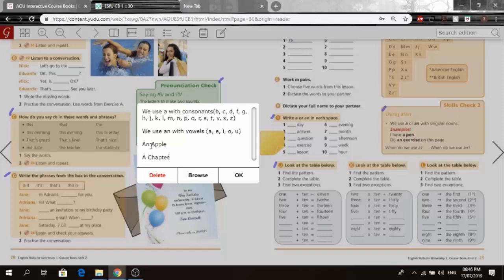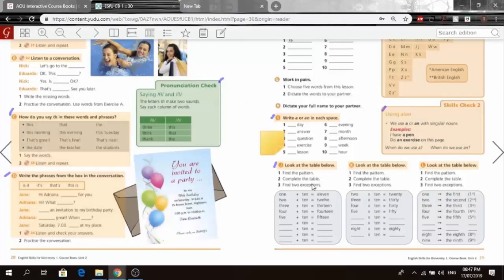I can't say a apple. It doesn't even sound right, okay? So an apple. But I can't say an chapter, sorry. I have to use a because it's a consonant. First letter is a consonant, so a chapter, okay? So, let's say for example, orange, right? O is a vowel, so I'll say an orange, okay? But if it's a banana, I can't say an banana, I have to say a banana, okay? You get the point? Alright.